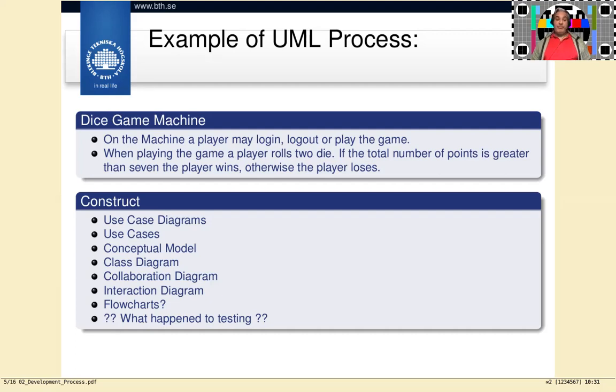So the overall process, if we look at the different artifacts produced, is that we do use case diagrams and we do use cases, and based on this we do a conceptual model, and this conceptual model is piece by piece transformed into a class diagram with the help of collaboration diagrams and interaction diagrams. We might throw in flowcharts in the mix, if we have things that need to be understood as flows. Testing should be there, but it isn't.